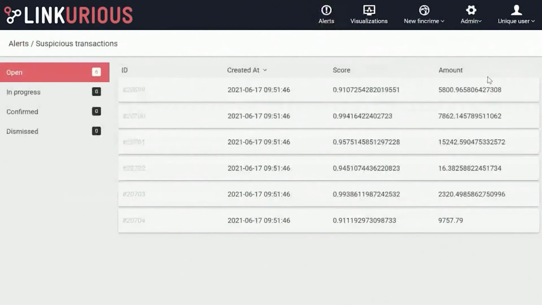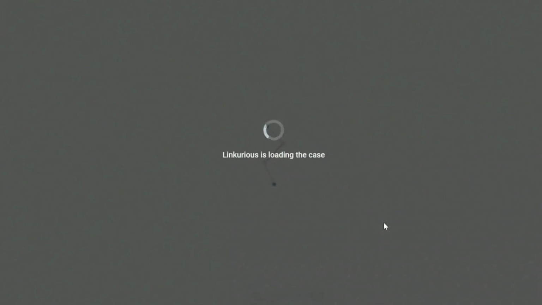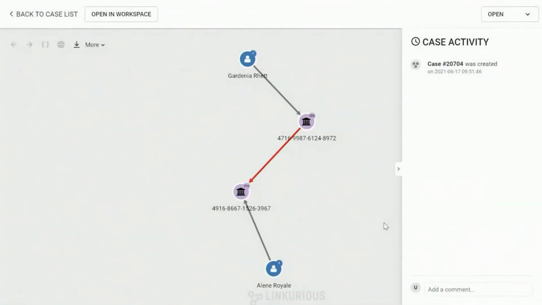So now let's look at the results. We see that we have 6 suspicious situations. I'm going to go ahead and pick one. So here is an example. Linkurious Enterprise is loading the case. We see some information. We see a client, a bank account, another bank account, and then a client.